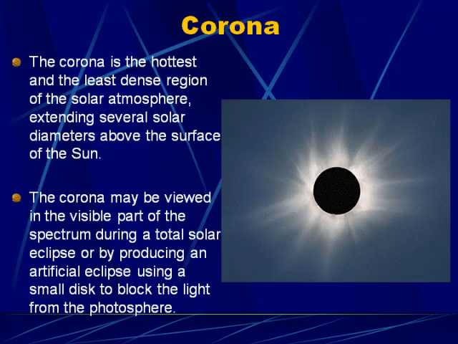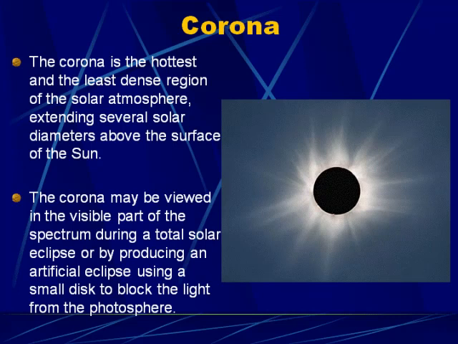So the outermost atmosphere is the corona. Again, we're going from coolest and densest to the hottest and thinnest, or least dense. The corona is the hottest and least dense. It'll extend several solar diameters above the sun's surface. And you can actually view the sun's corona during a total solar eclipse.